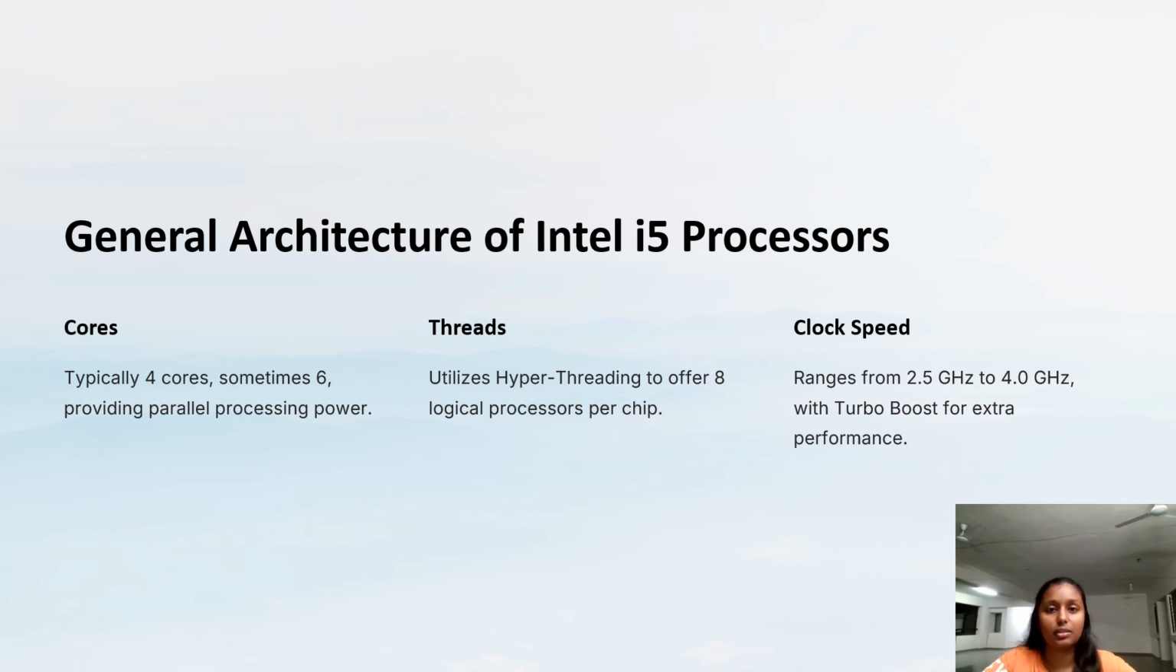Core i5 processors typically have three levels of cache: L1, L2, L3. L1 is the smallest but fastest, and L3 is larger and shared among all cores. Cache memory helps store frequently accessed data and instructions, reducing latency and speeding up processing tasks. We will be discussing more on cache memory in later slides. Newer i5 processors also support PCIe 4.0 and 5.0 for faster data transfer.